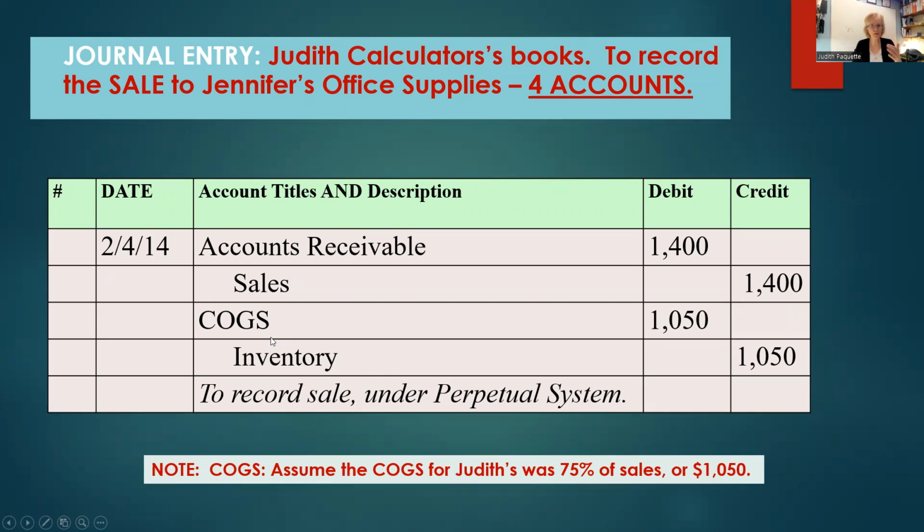So what are we accomplishing here? We're recognizing the cost of the inventory we sold to Jennifer's office supplies. Of course, the cost is lower. How do you come up with the cost amount? The problem has to tell you. So here it says, assume the cost was 75% of sales. Could you figure out the cost if I told you, assume the gross margin is 25%? The answer is yes. If the gross margin is 25%, you know the cost is 75%.